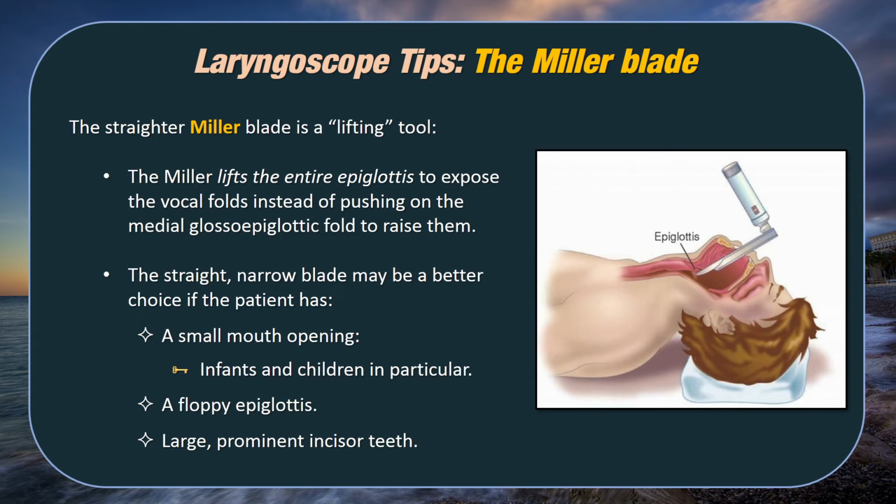It does have some benefit with it being straight and narrow. It may help us with patients with smaller mouth openings, such as our infants and children in particular, or patients with a floppy epiglottis. So if I get in the vallecula with the Mac and I start to lift, and I'm not able to lift the epiglottis up, or with patients with very large or prominent incisor teeth, the Miller device may help us actually lift instead of displace at that point.